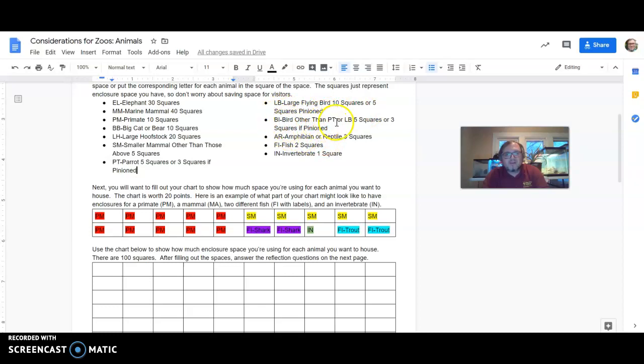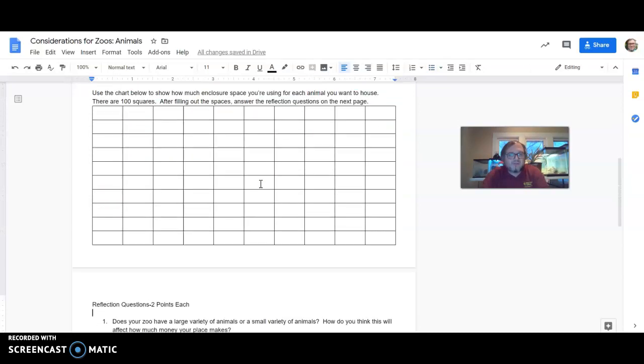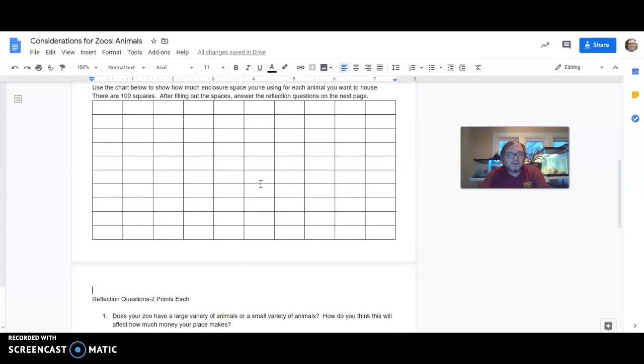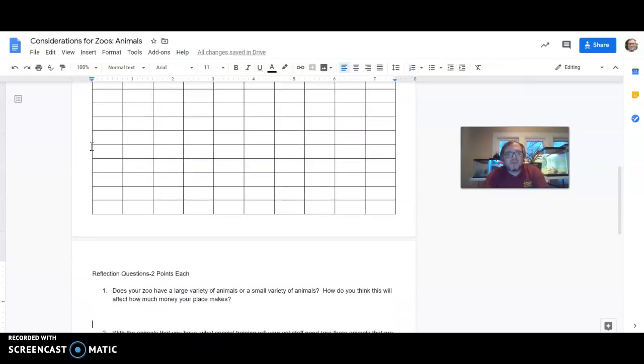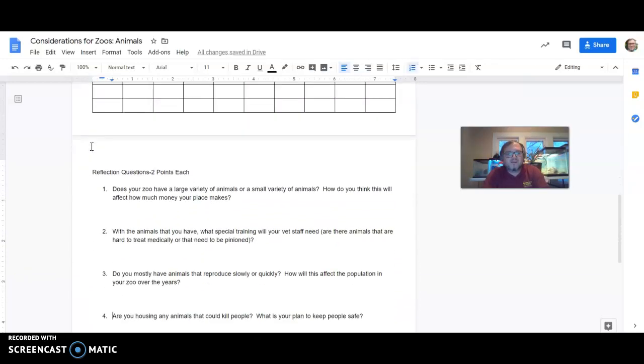BI is a bird other than the parrot or the large bird, 5 squares or 3 squares again if you pinion them. AR is an amphibian or reptile, which needs 3 squares. And we already covered fish and invertebrates. So after you fill out your whole chart with 100 different little spaces, again, you just need to either use the letters or colors. You don't have to do both. That's just at your option. You may run out of colors, so again, please don't worry about that. Just at least make sure you've got the letters in there if you don't have color coding.